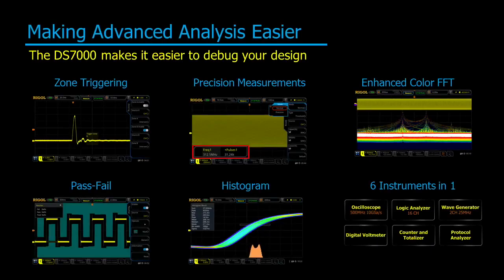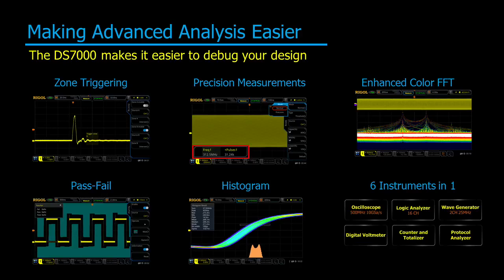The 7000 includes powerful analysis capabilities that make it easier to capture, characterize, and analyze any signal. Add zone triggers to a standard trigger mode to include only signals of interest. Characterize signals across deeper memory using precision measurements and enhanced Keller FFTs. Analyze transients and effects like jitter and modulation using pass-fail masks and the histogram. Analyze other signal types with the 6 instrument capabilities included in the MSO7000 oscilloscopes.